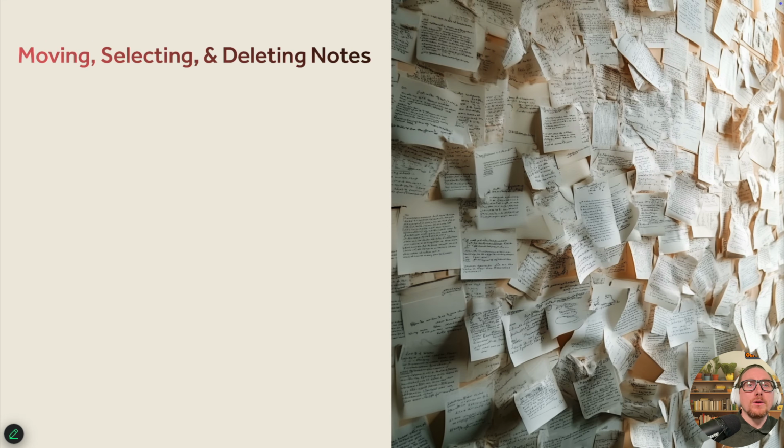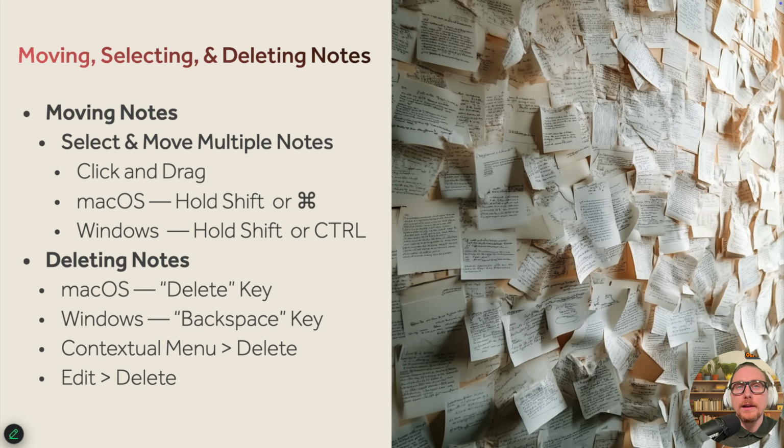Okay, so now that we've created and edited our first notes in Scapple, let's move on to moving, selecting, and deleting them. To move a single note, click and drag it to your desired location. And you've probably already seen me do that. Pretty simple, right? You pick the note, you select it, you move it where you want it to go. If you want to move multiple notes, you can hold down the Shift key on a Mac or a PC, or the Command key or the Control key to select multiple notes one by one. You can also select multiple notes by clicking and dragging to create that little marquee rectangle around them. And then once they're all selected, you can drag them wherever you want on your Scapple board.